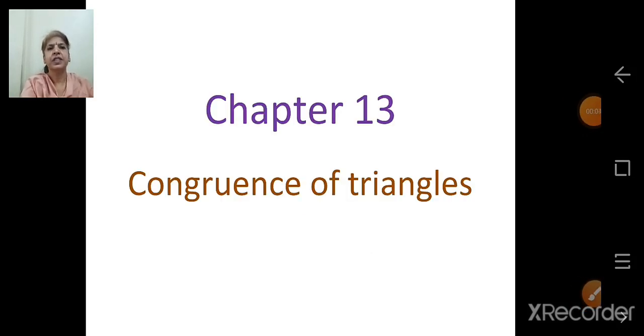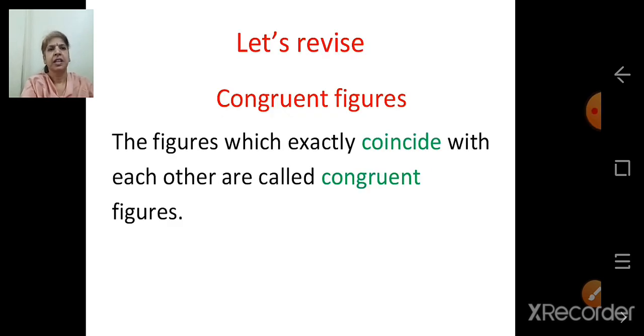Let's continue with chapter 13, congruency of triangles. Let's revise what we have studied in the previous session. We have studied about congruent figures. So what are congruent figures? The figures which exactly coincide with each other are called congruent figures.